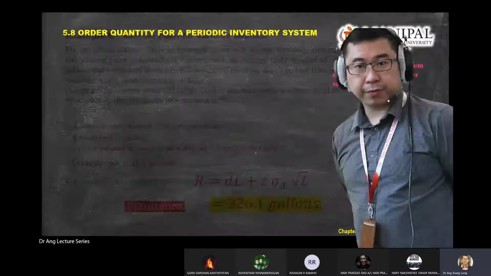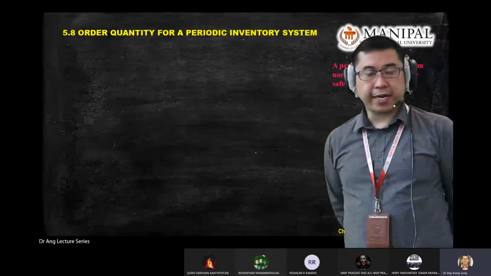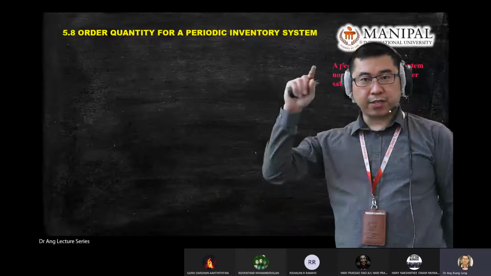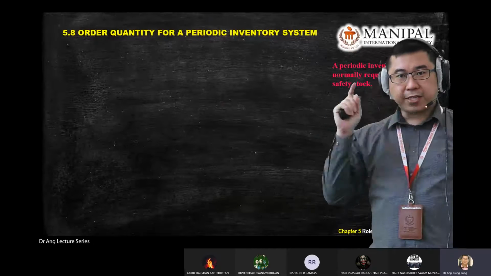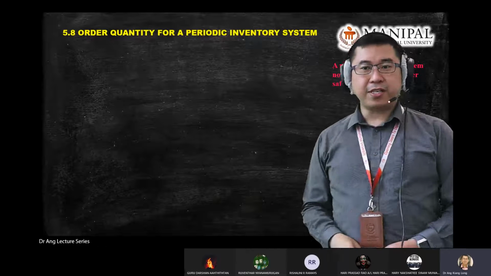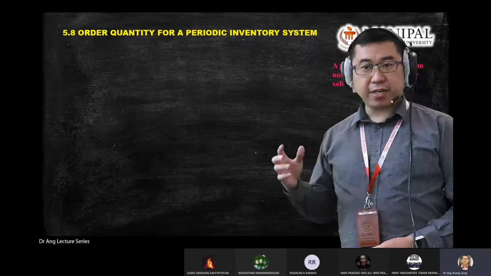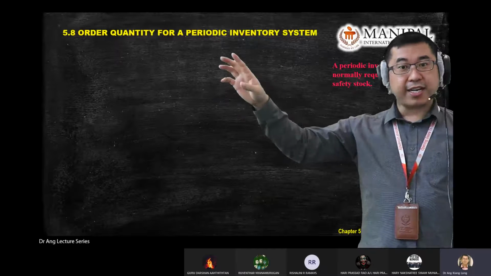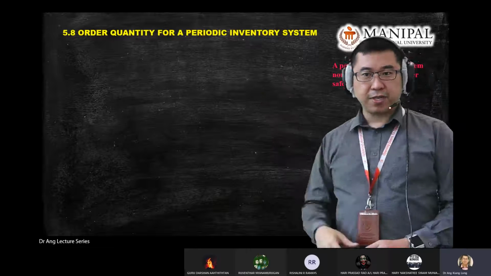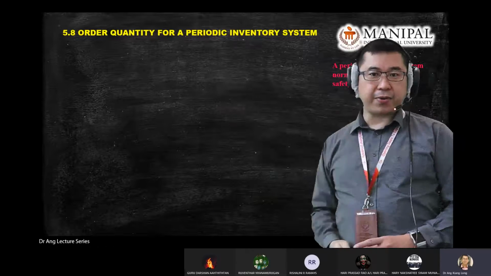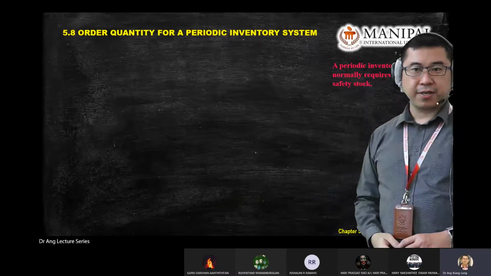Okay, move on. Next, we look at order quantity for a periodic inventory system. Previously, in chapter 4, we have seen the behavior of demand, right? You have trend, and then you have periodic, you have seasonal, you have cycle. Now we look at what happens if you have a periodic inventory system.